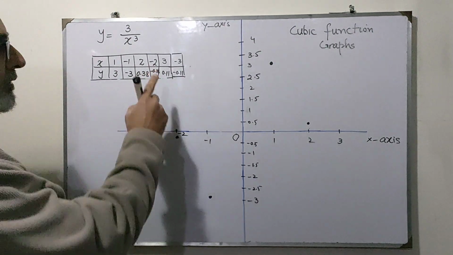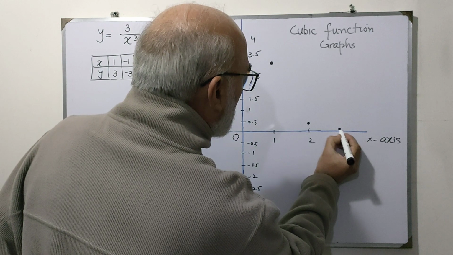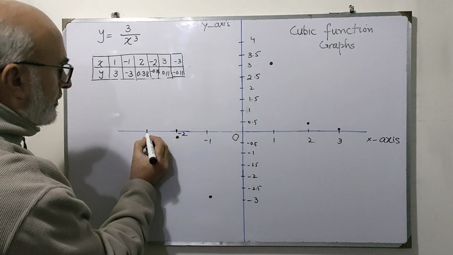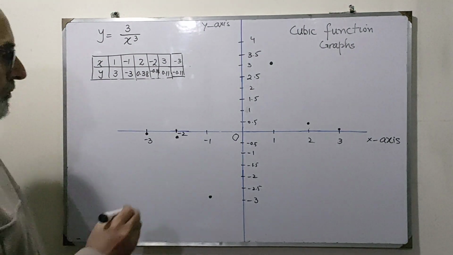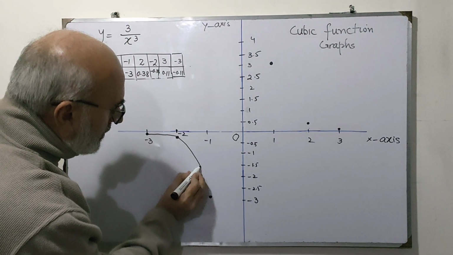Now 3 and 0.11, it is very close to here, but not on the x-axis. Similarly here. Now let's join them. After joining, what am I going to get? Something like this.